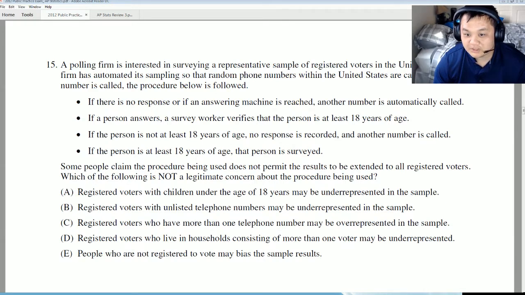So is that something to be concerned about? Yeah, it should be. So A is true, right? That is something that could affect the results, because the kid might pick up the phone. You mean a family shares a phone?